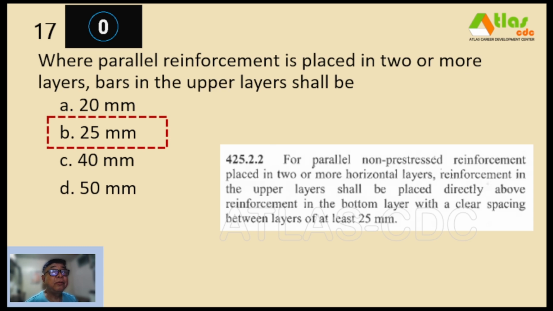So for parallel non-prestressed reinforcement placed in 2 or more horizontal layers, reinforcement in the upper layers shall be placed directly above reinforcement in the bottom layer with a clear spacing between layers of at least 25 mm.